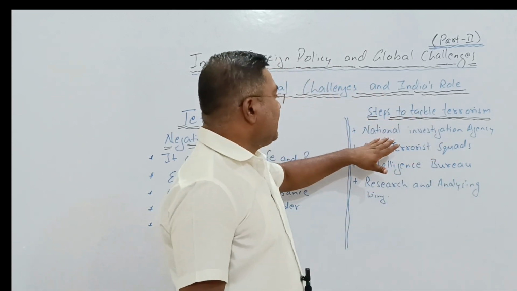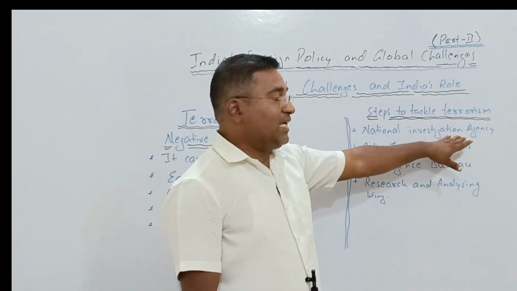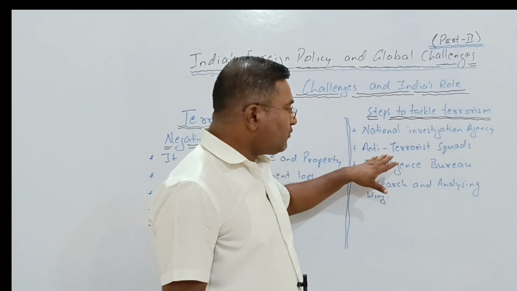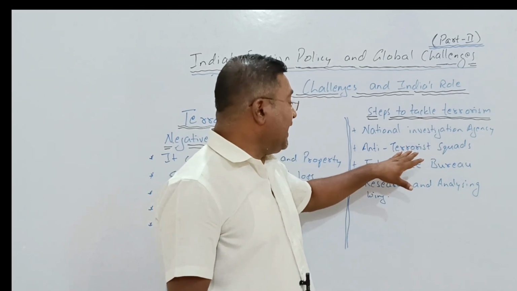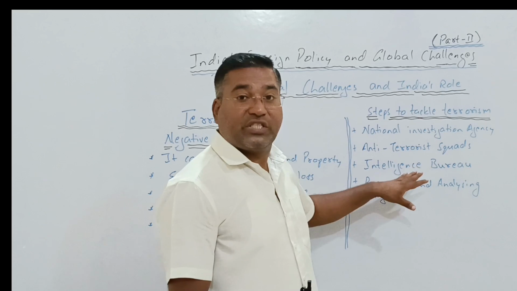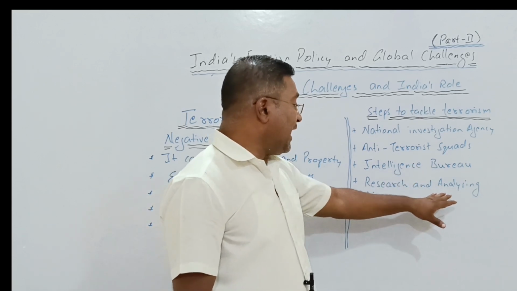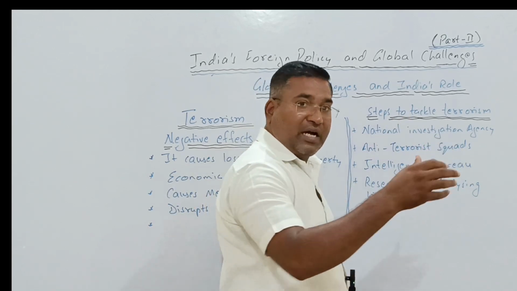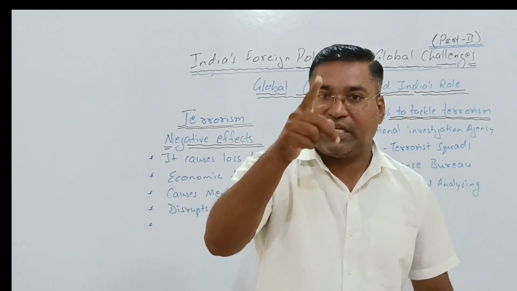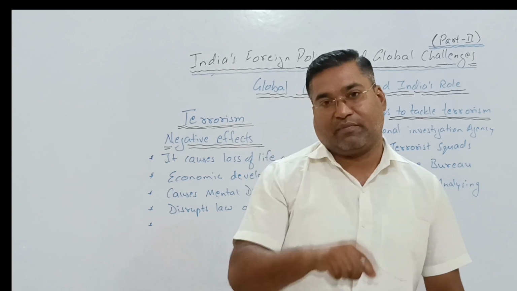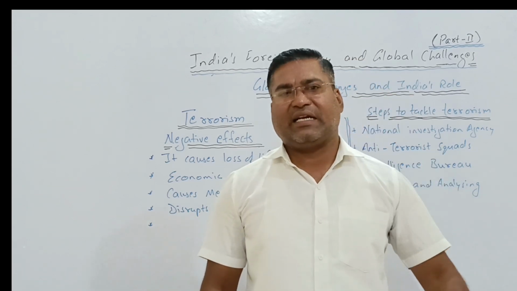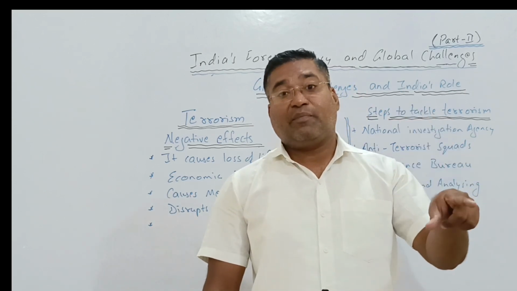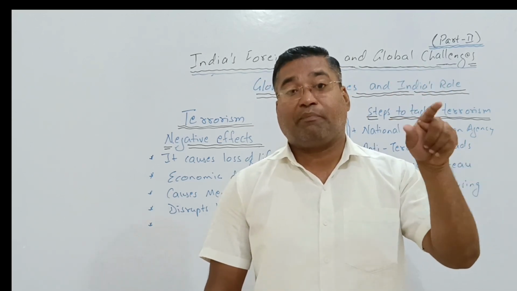This is strongly managed by India with strong departments: the National Investigation Agency, NIA, the Anti-Terrorist Squad, ATS, the Intelligence Bureau, which is called IB, and the Research and Analysis Wing, which is called RAW. These are the strong pillars of our country in tackling terrorism. Terrorism has created an imbalance in the whole world. They kill people for different purposes.